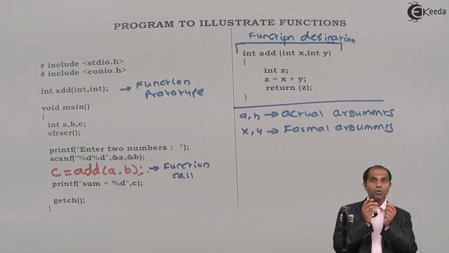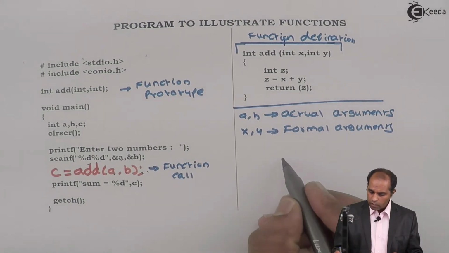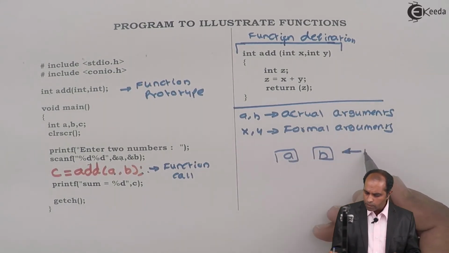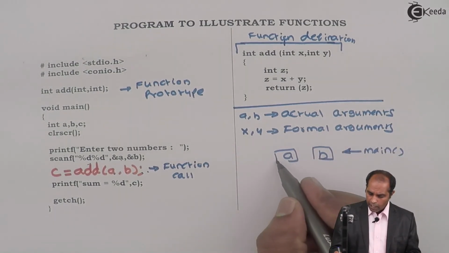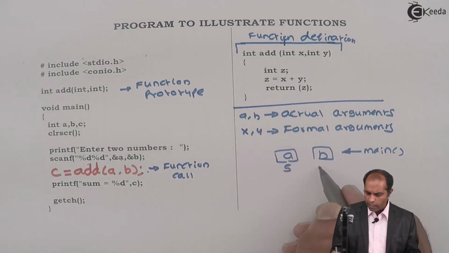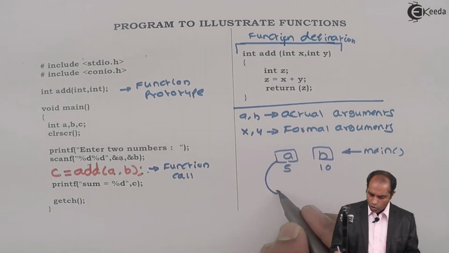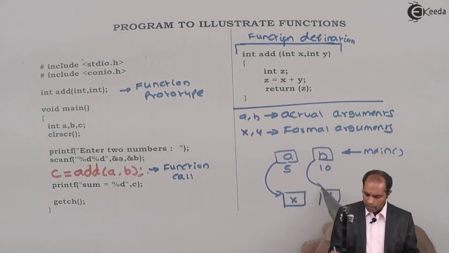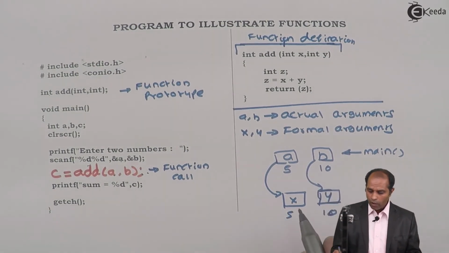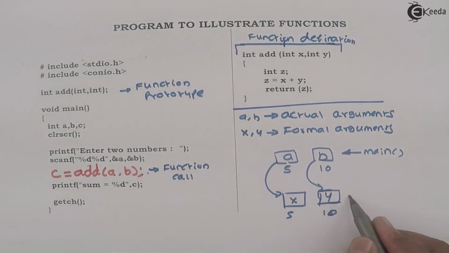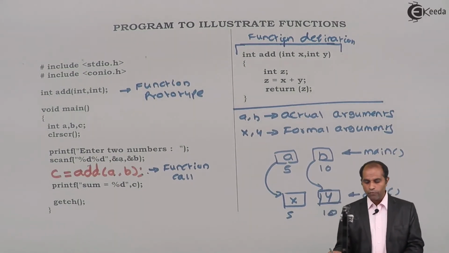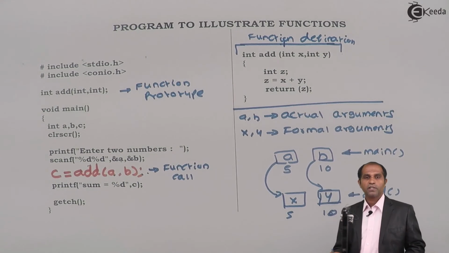Now how are these values stored in memory? Let me show you the memory. Suppose A and B are these variables, which are in main. Assume that A is 5 and B is say 10. Now A gets copied onto a variable called X, and a variable Y receives the value from B, 5 and 10. Now X and Y are said to be formal because they are created for add. A and B are created for main. Hence they are called actual, and the variables created for the definition are called formal.